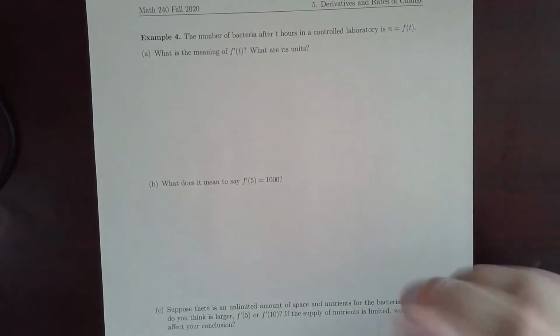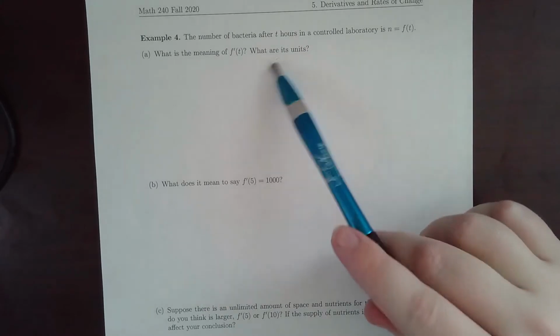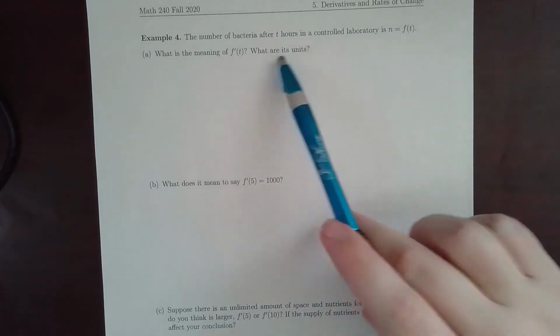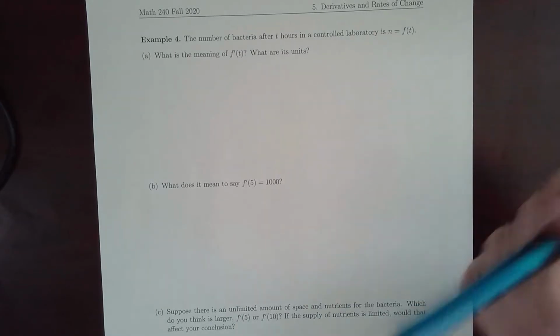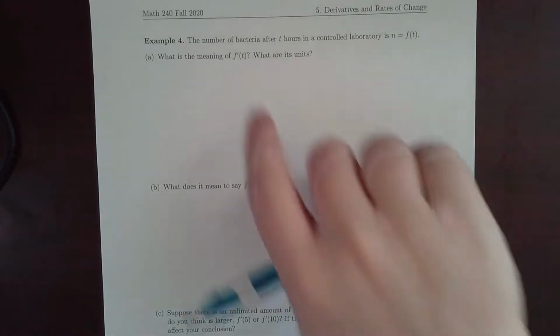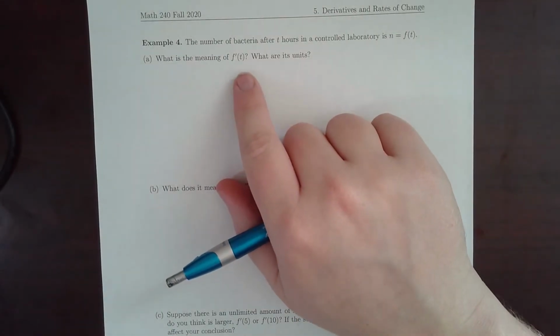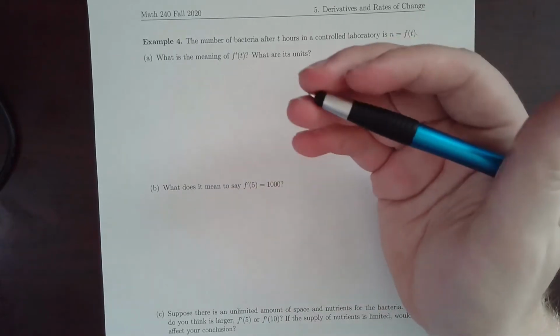Alright, so we're on this example where we're trying to look at some sort of function that talks about the number of bacteria after t hours in some controlled laboratory. So what we want to do is understand what it is we're trying to say terminology-wise with these derivatives. If we're trying to say what is the meaning of f prime of t and what are its units, remember the derivative is the rate of change of the function.